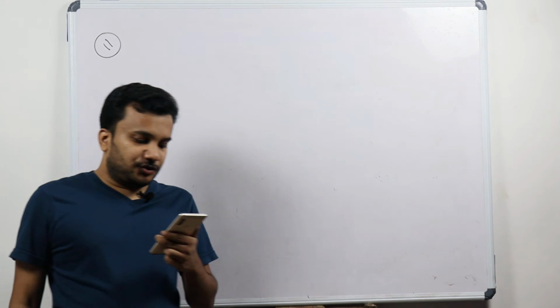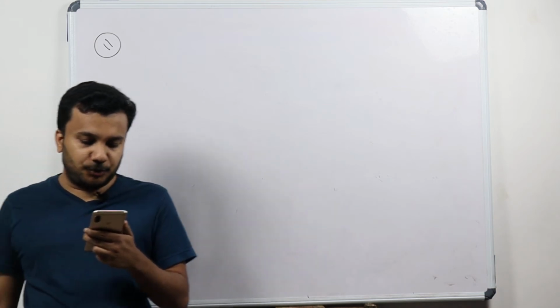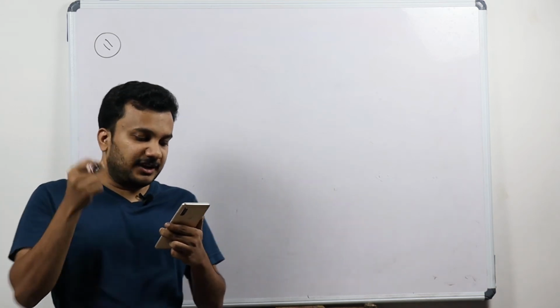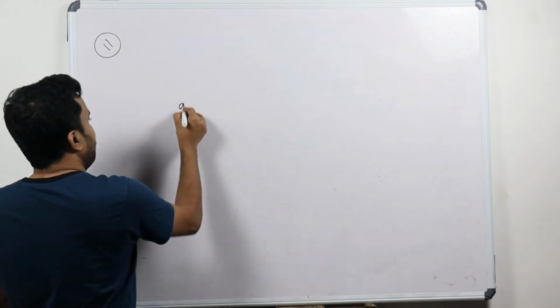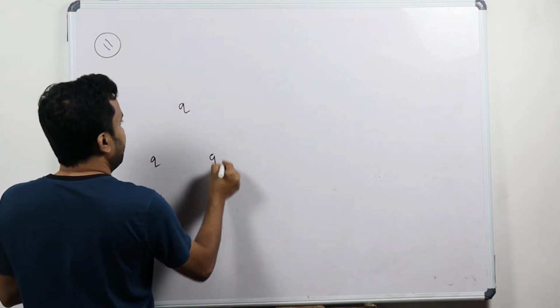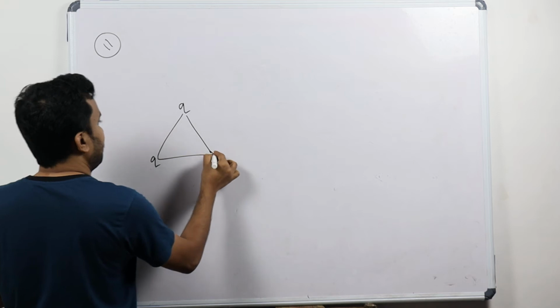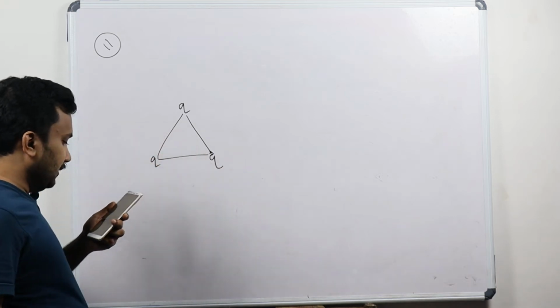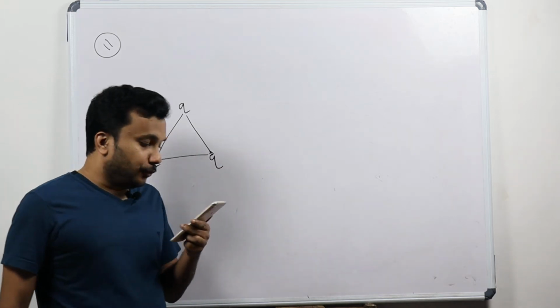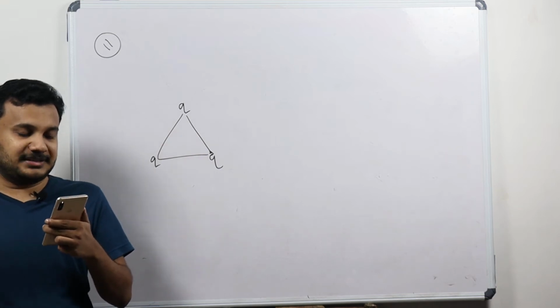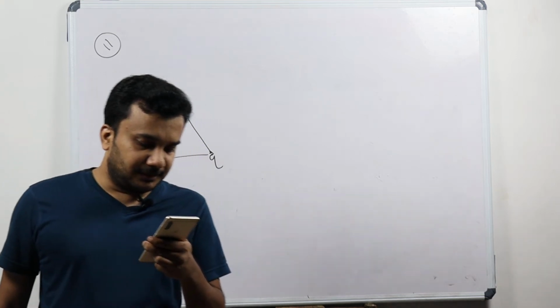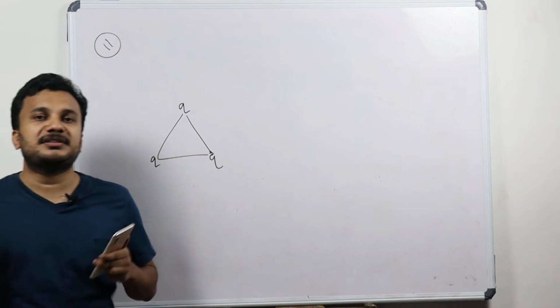The positive charges of equal value Q are placed at the vertices of an equilateral triangle. So Q will be here, Q will be here, Q will be here. This is an equilateral triangle, all sides are equal. Resulting lines of force should be sketched as in. So which of the following is a correct statement?